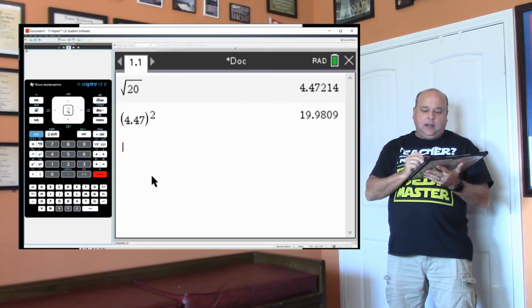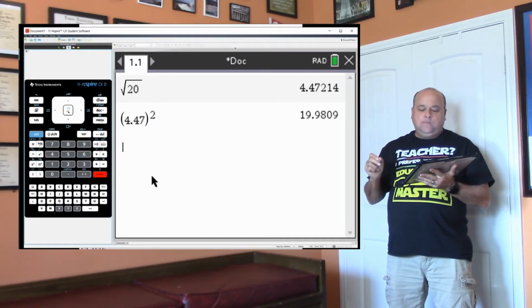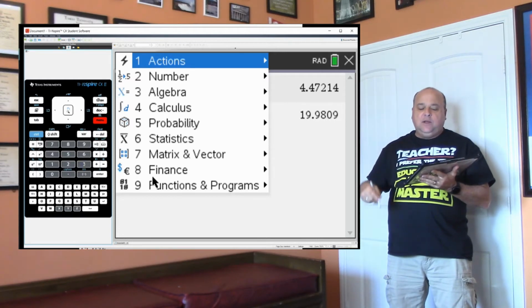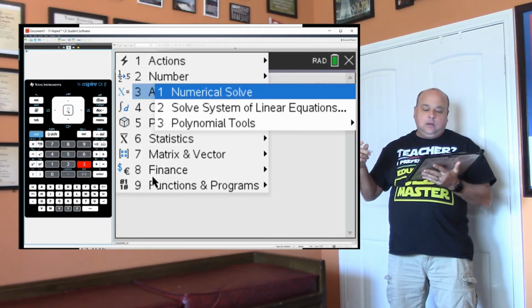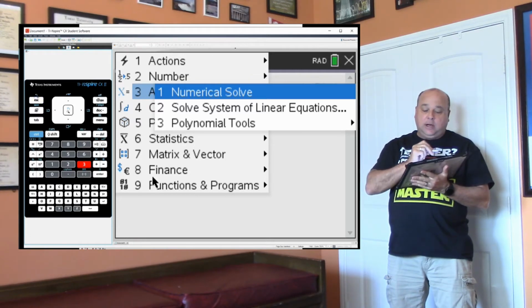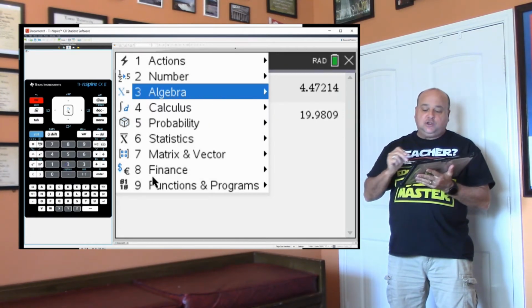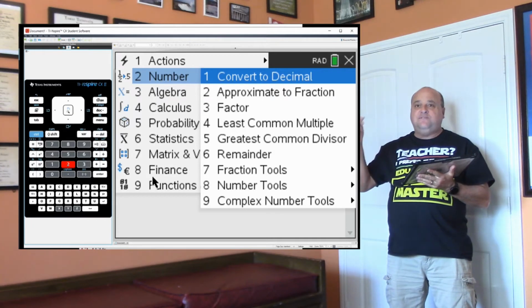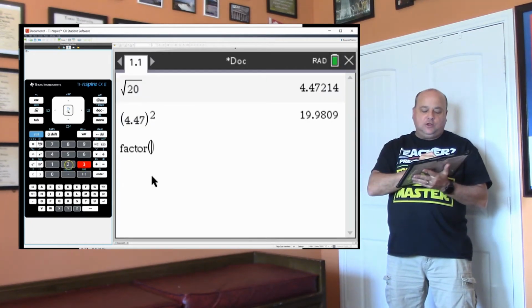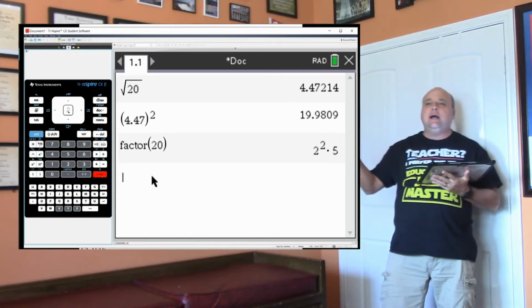So go to your calculator, hit menu, and then where does it say number? It says it at 3, and then where does it say factor? I did not hit number, I'm sorry. Menu number is 2, and then factor is 3. So menu, number, factor, and I want to do 20. And then hit enter. I get 2 squared times 5.